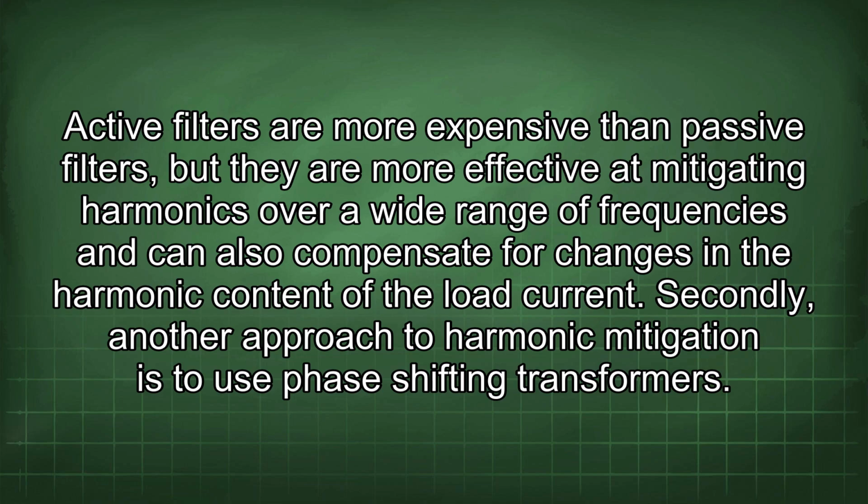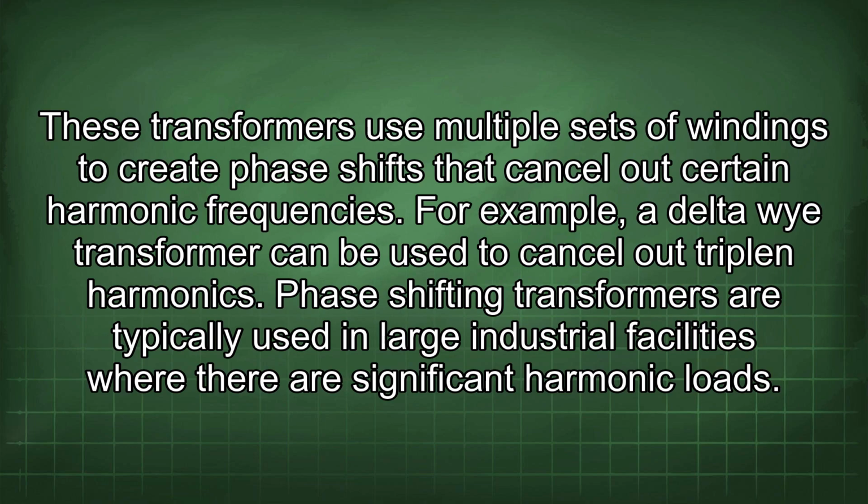Secondly, another approach to harmonic mitigation is to use phase-shifting transformers. These transformers use multiple sets of windings to create phase shifts that cancel out certain harmonic frequencies. For example, a delta-Y transformer can be used to cancel out triplen harmonics. Phase-shifting transformers are typically used in large industrial facilities where there are significant harmonic loads.